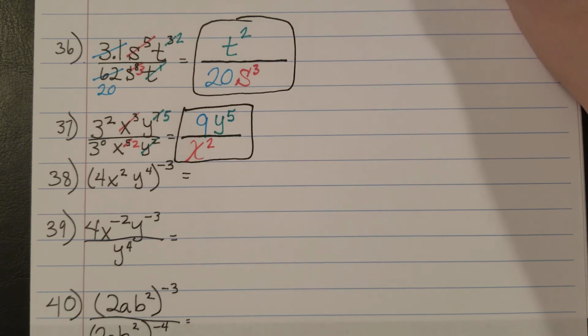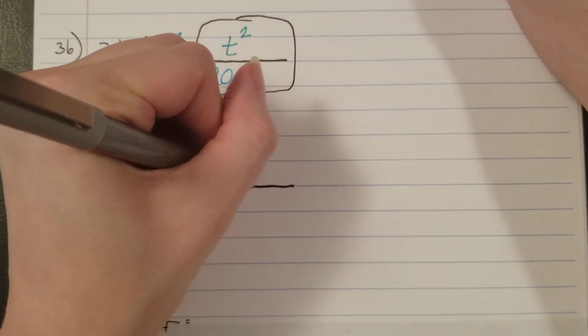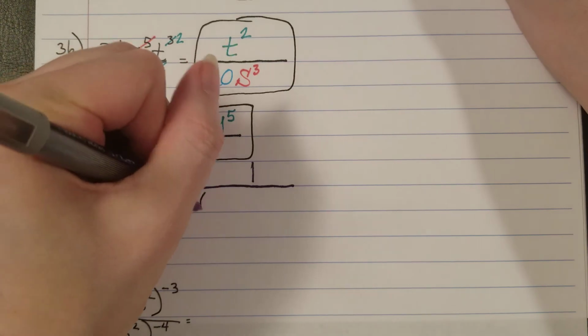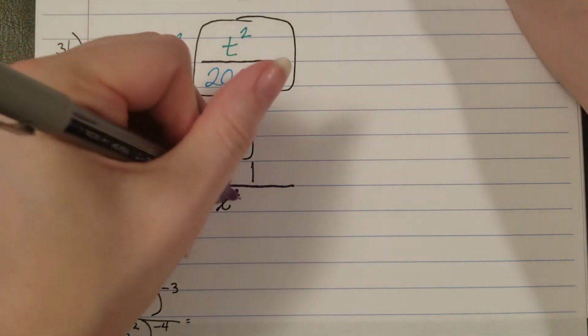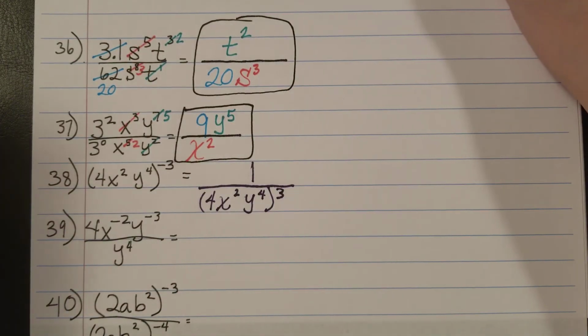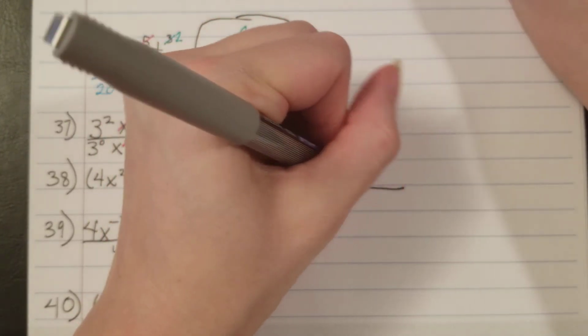All right, number 38. So I have a whole thing in parentheses raised to a negative exponent. So the first thing I want to do is basically put a 1 over the whole thing, and then the negative 3 will change to a positive 3, and then everything in the parentheses will just stay exactly the same. Okay?